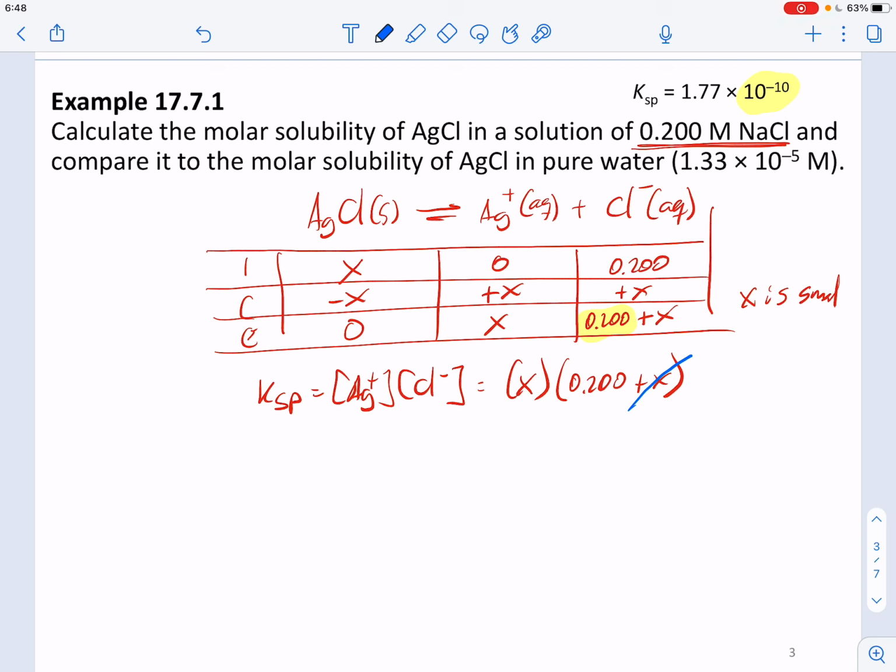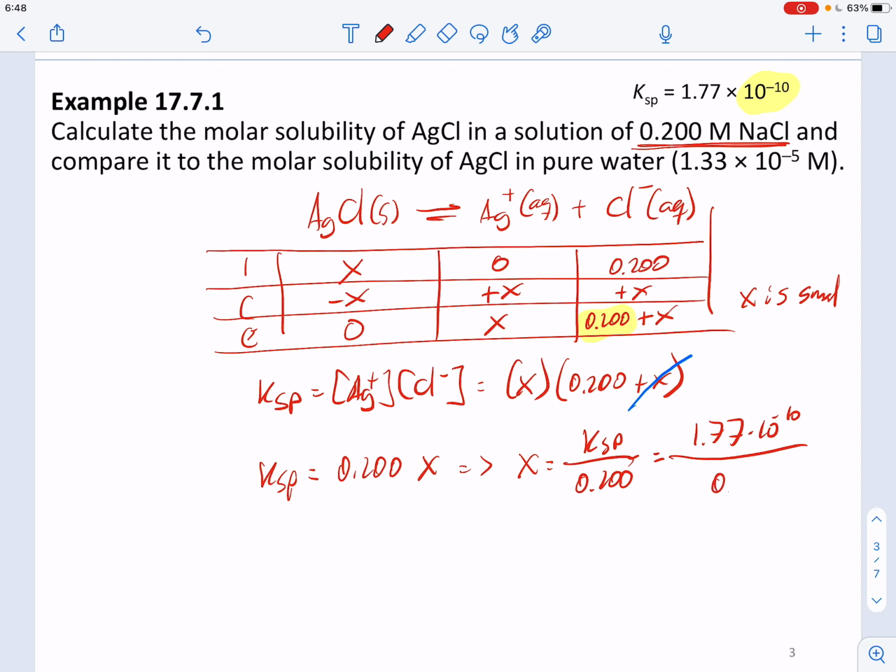All right, so we reduce our analysis to Ksp equal to 0.200 x. Therefore x is simply Ksp divided by 0.200. And this is 1.77 × 10^-10 divided by 0.2. And this is equal to, x is going to be equal to 8.85 × 10^-10.